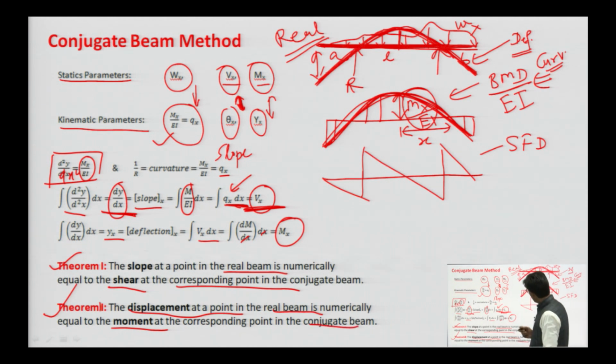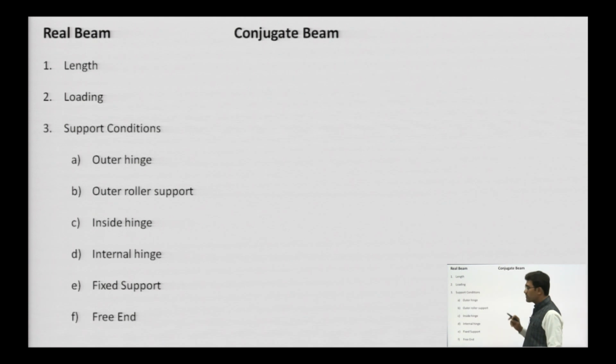So, what will we do? What are the steps to find the conjugate beam? Step number 1 is to find the bending moment. Then divide the ordinate of the bending moment by EI, to get the loading over the conjugate beam. The next step is to change the support condition.